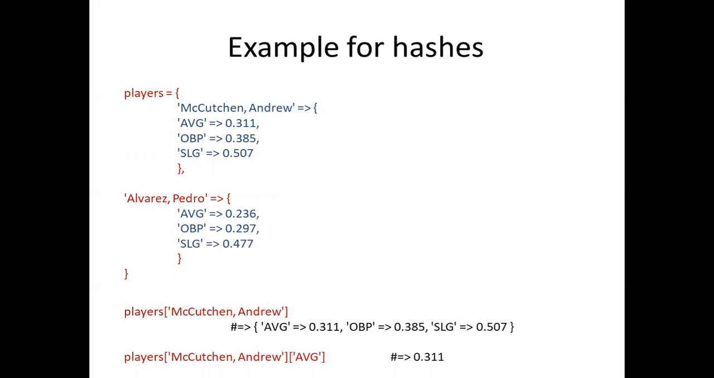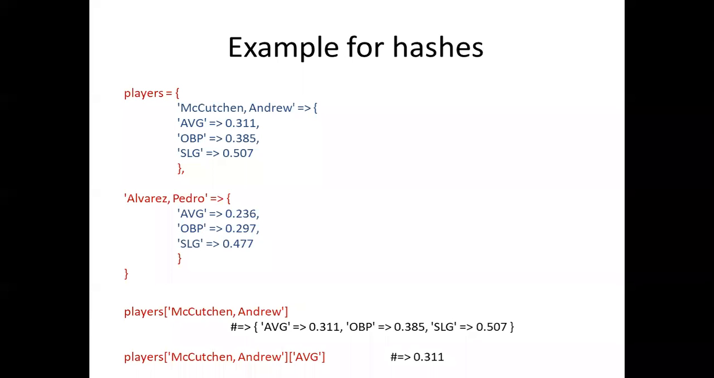So for example, if you take this example, there are two players having two different statistics. When you define everything in hashes, if I need only one player's data, I can simply call that players and then square bracket. If you do that, you'll get all the sort of player data.